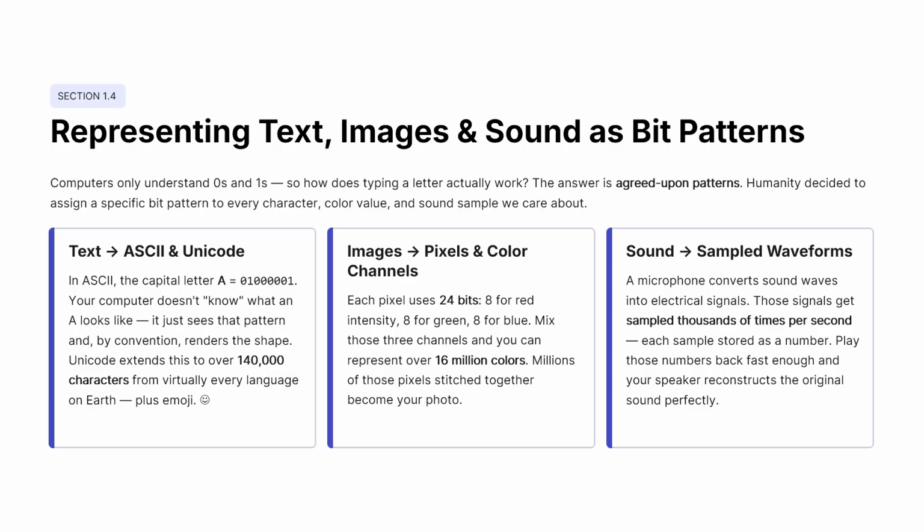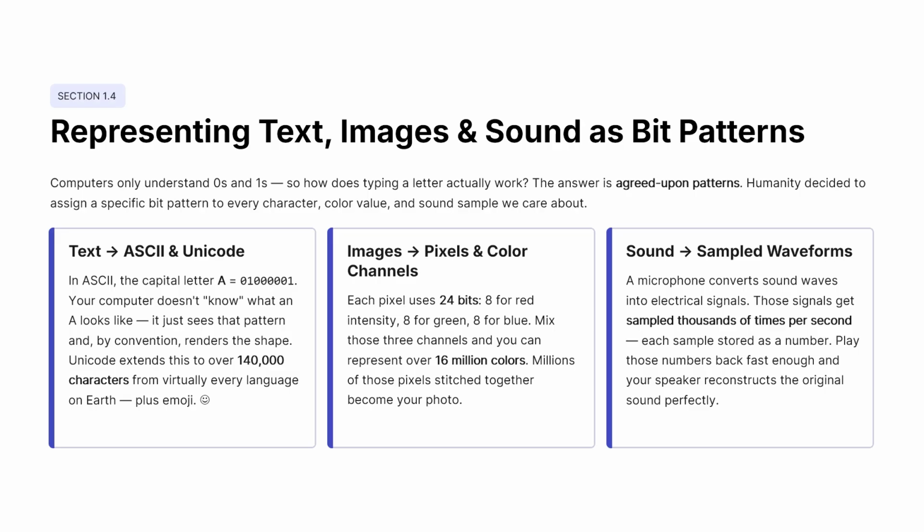It maps 128 characters, letters, digits, punctuation, control codes, to 7-bit binary patterns. So in ASCII, the capital letter A is 01000001. The letter B is 01000010. The digit 5 is 00110101. Your computer doesn't know what an A is, it just sees that pattern and knows, by convention, to display the shape we call A.